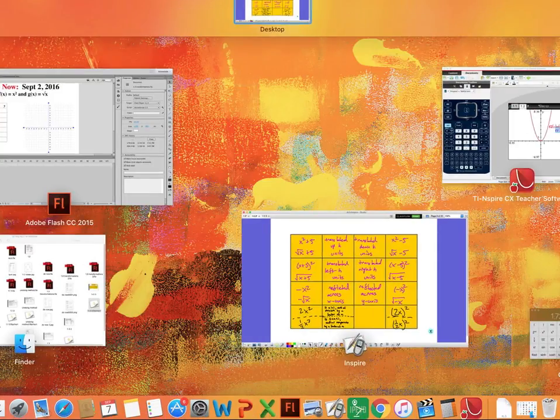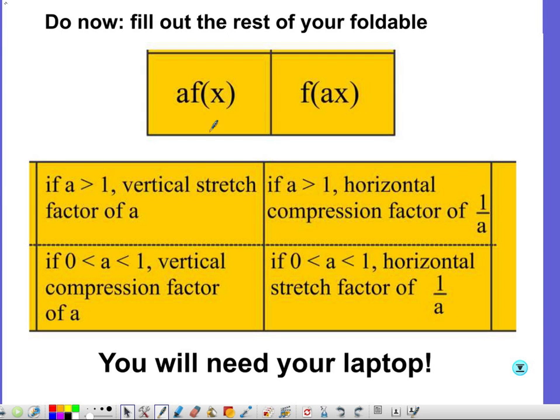For the sake of time, what happens is that if a is larger than 1, so our example was 2x, and then we square it, we get a horizontal compression by a factor of 1/a. And if a is between 0 and 1, we get a horizontal stretch by a factor of a. So I leave that up to you as an exercise to discover why it is called a horizontal compression and why it is called a horizontal stretch.